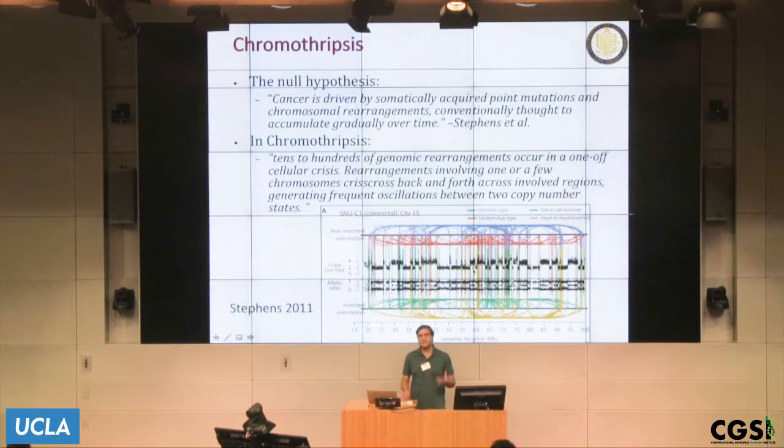And the mechanism they came up with was just as extraordinary as this example itself. They said the chromosome itself shattered into many pieces and then came back together, duplicated, and that's chromothripsis, some kind of a shattering.